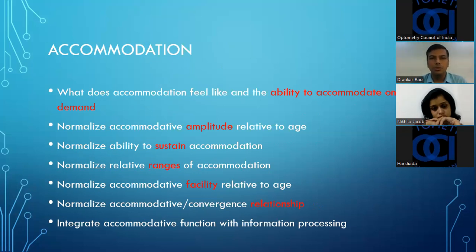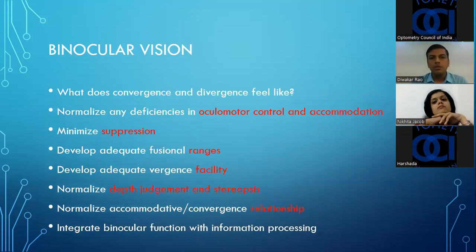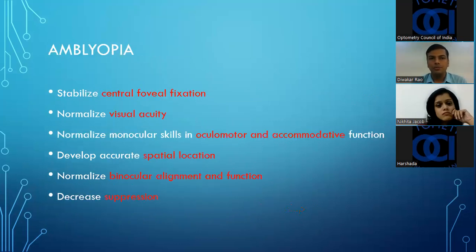and interact with the visual information processing. For patients with binocular vision anomalies, oculomotor control and accommodation have to be normalized first, then work on suppression, then develop adequate fusional ranges and vergence facility, the speed at which you can converge and diverge, then normalize the depth, that is stereopsis, then the interaction between accommodation and convergence has to be performed, then integrate the visual information processing.